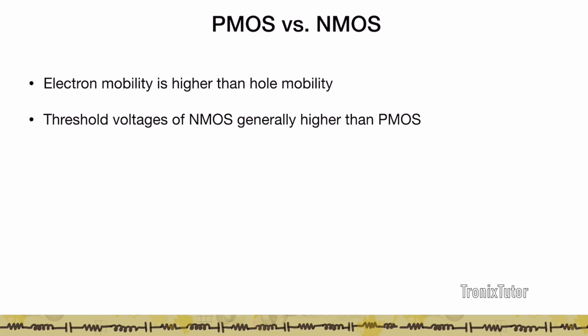Generally, if you compare PMOS and NMOS, and this is specifically related to silicon and silicon germanium, which are normally used in compute devices today, electron mobility tends to be higher than hole mobility. So in general, for similar voltages and threshold voltages, the current in the NMOS tends to be higher than the current in the PMOS. The second thing which we normally see, especially in later technologies, is that the threshold voltage of the NMOS generally tends to be slightly higher than the threshold voltage of the PMOS.